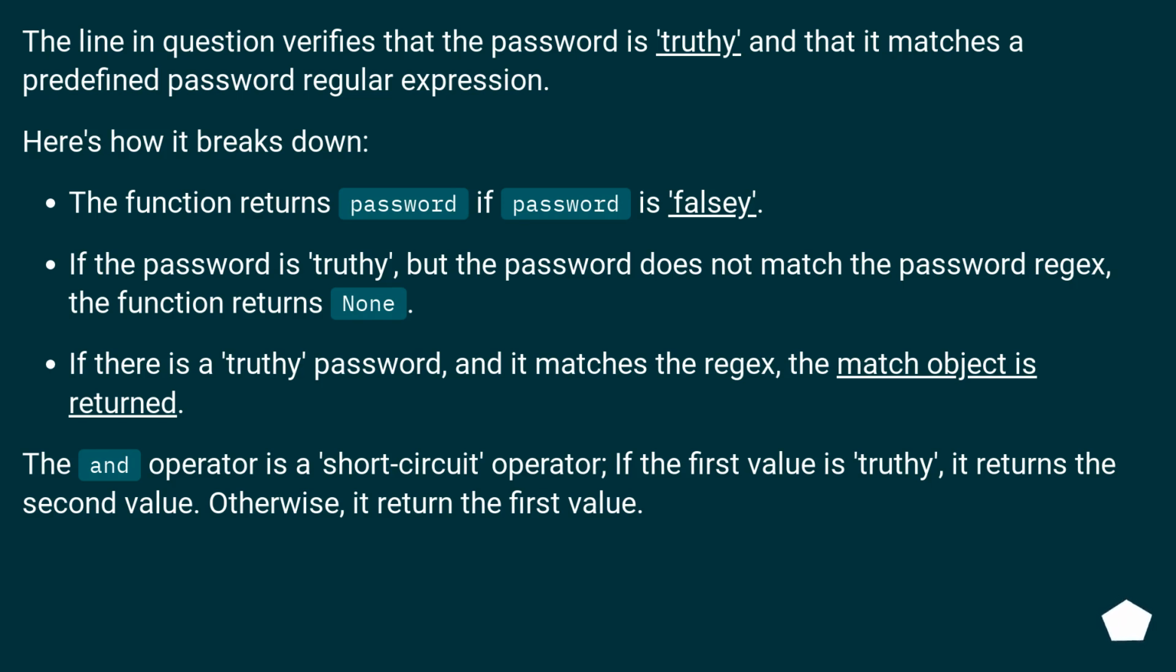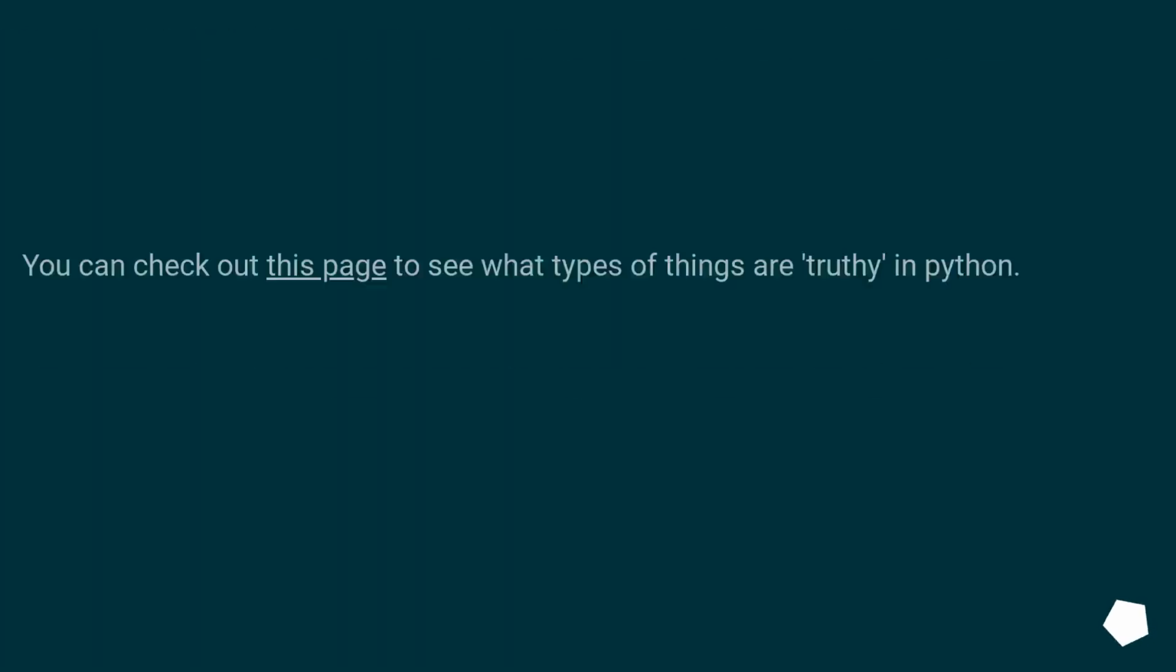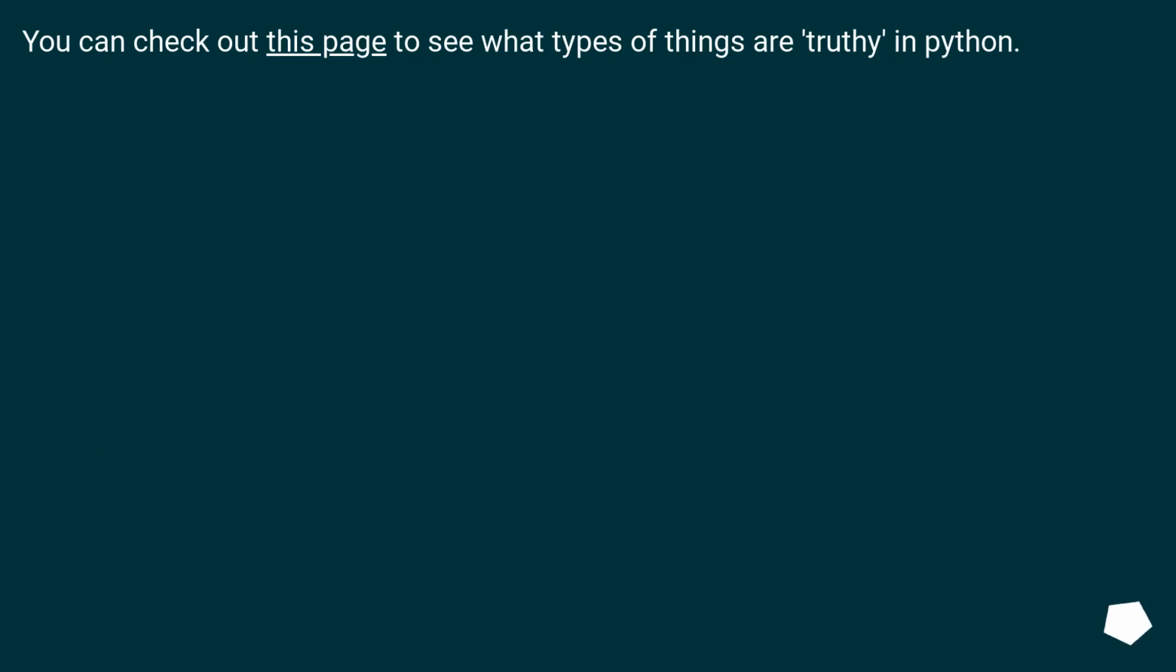The AND operator is a short-circuit operator. If the first value is truthy, it returns the second value. Otherwise, it returns the first value. You can check out this page to see what types of things are truthy in Python.